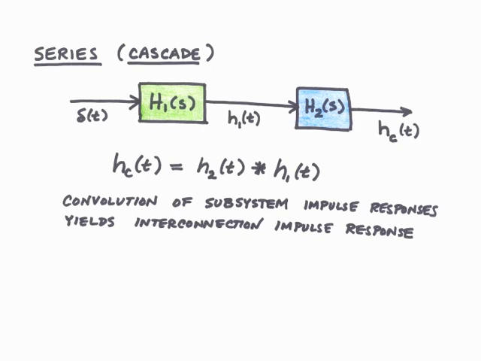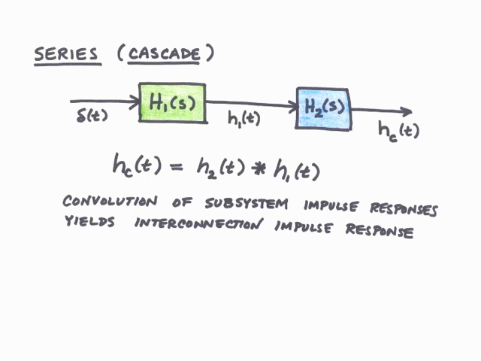Now, for linear system H2 of S, we know its output will be the convolution of the impulse response of the system H2 of S and the input. Therefore, the output of the cascade, which we label HC of T, will be the convolution of H2 of T, the impulse response of H2 of S, and its input, which is H1 of T. Therefore, HC of T is H2 of T convolved with H1 of T.